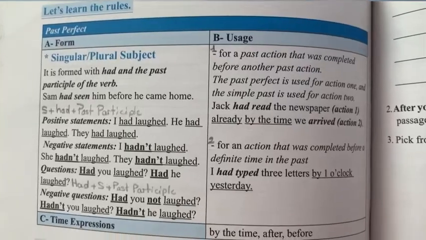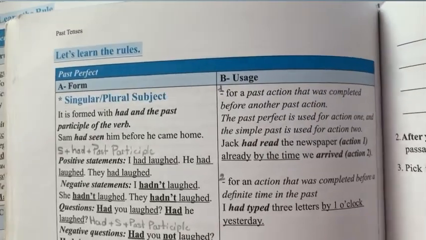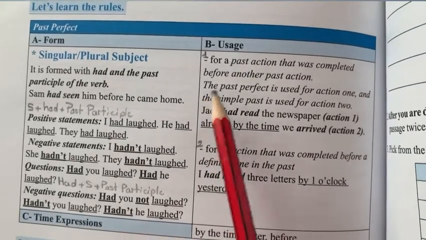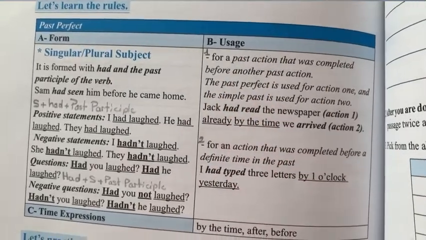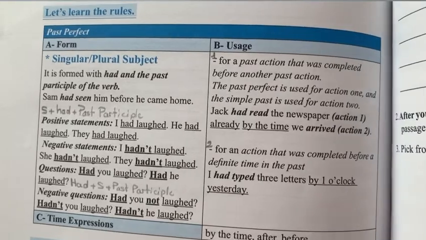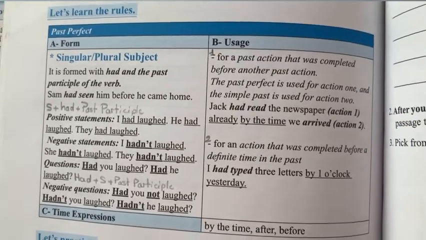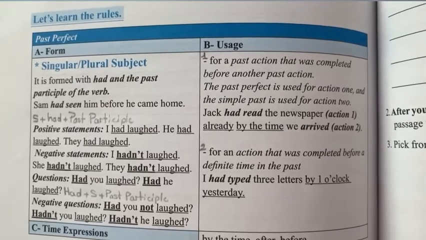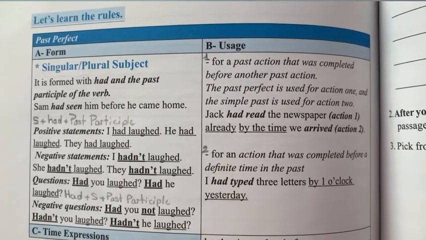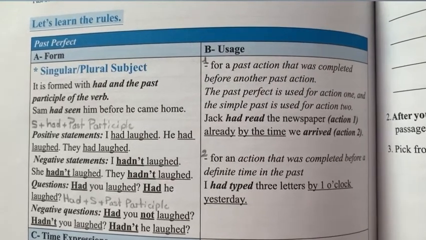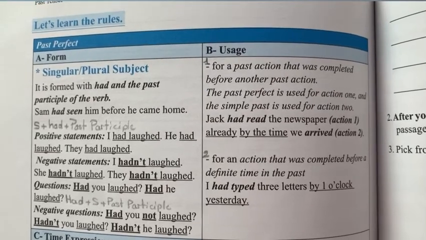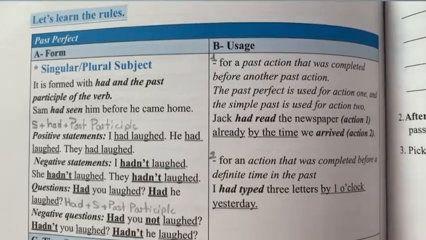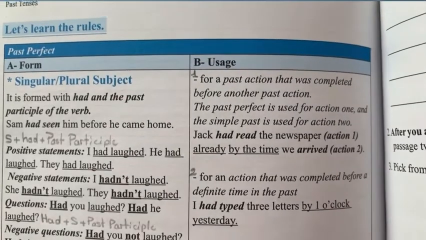Hello everyone, this lesson is about the past perfect tense. The past perfect tense is used for a past action that was completed before another past action. So we should have both verbs in the past. The one that happens before is the one that is used in the past perfect tense, and the second action, or the action that happens after, is the action that is used in the simple past tense.